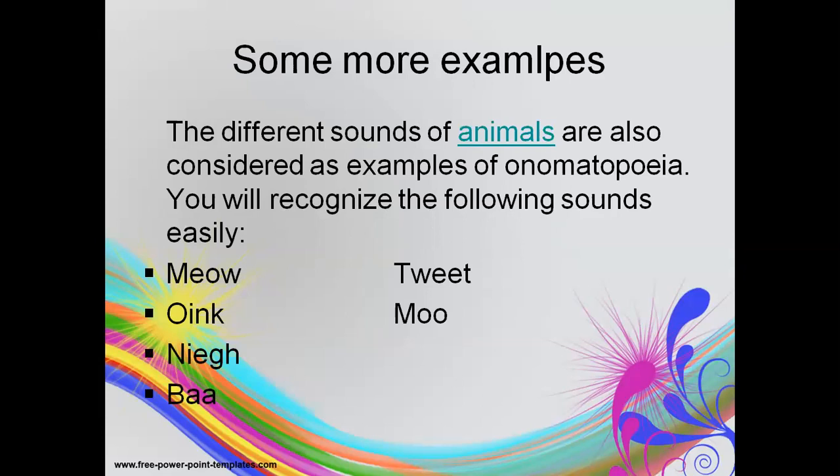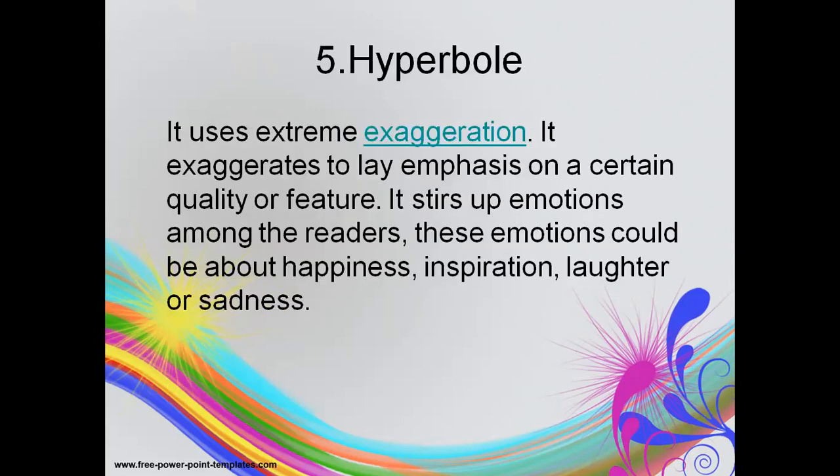Okay, these are the sounds made by a few animals. Meow, the cat makes, and oink, the pig does, neigh, the horse does, baa, the sheep does, tweet, the pigeon does, moo. Who makes this sound? You can guess yourself. Okay, wait, I'm telling you. This is made by the cow. Clear about onomatopoeia? Let's say the last one.